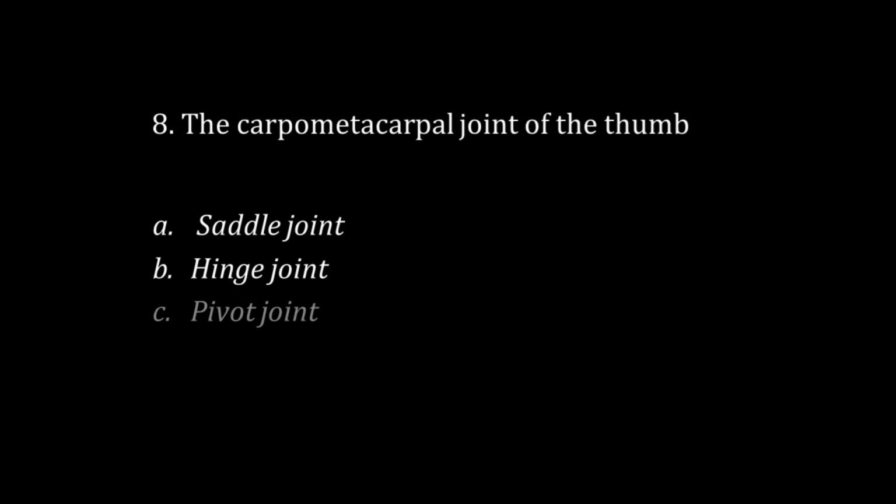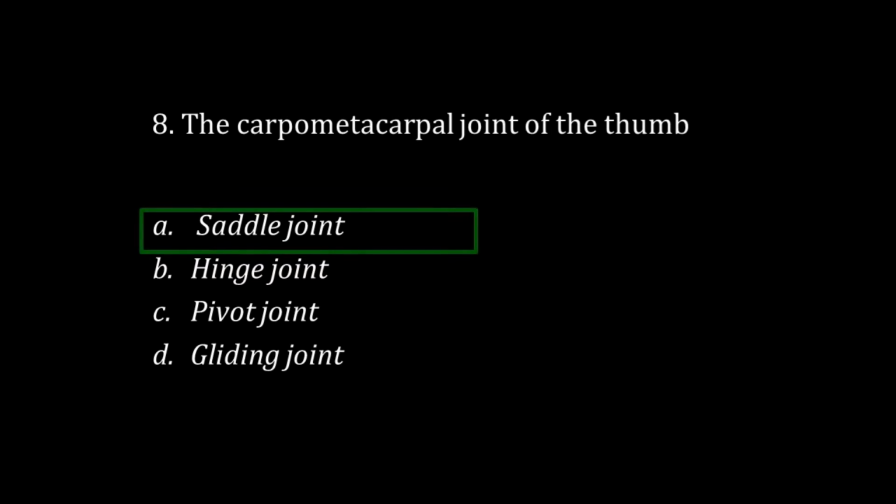The carpo-metacarpal joint of the thumb. A. Saddle joint. B. Hinge joint. C. Pivot joint. D. Gliding joint. The correct answer is letter A. Saddle joint.